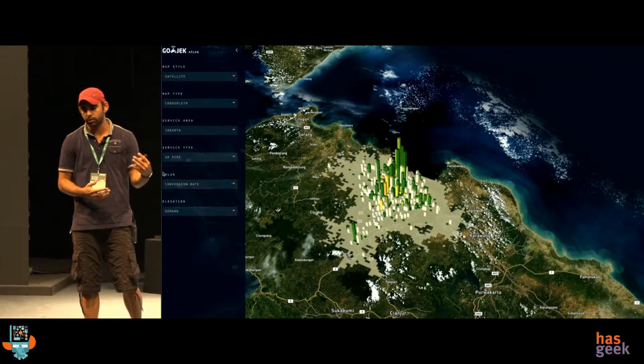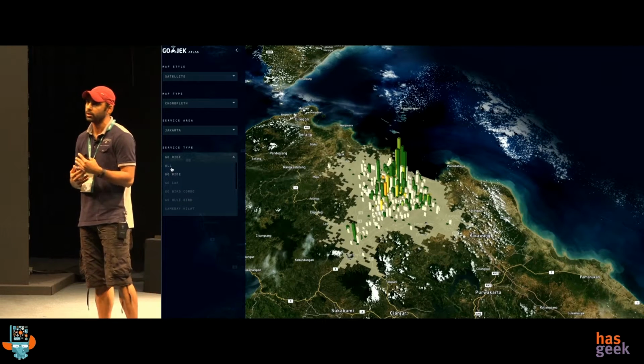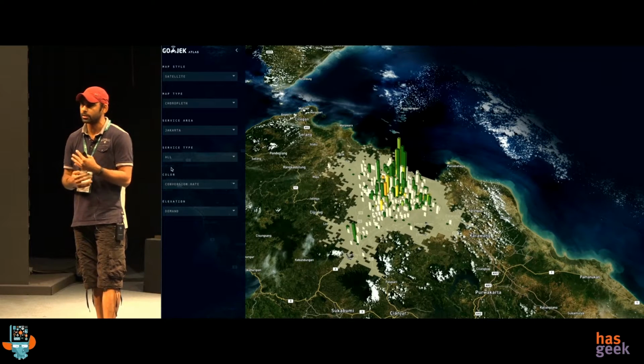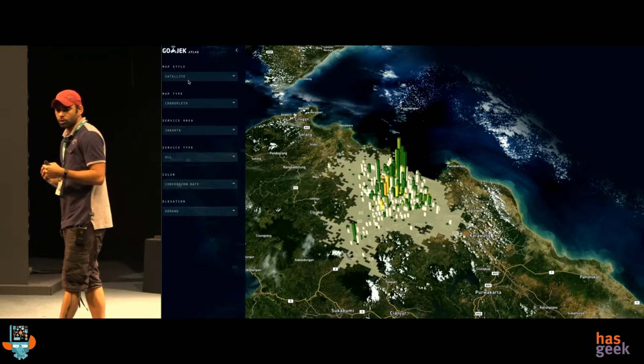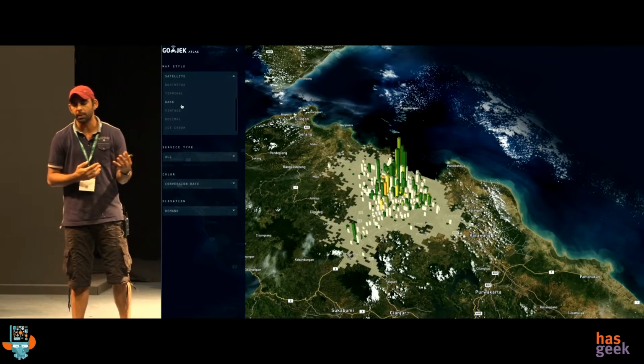And the entire thing flows in real time. The data changes in real time. What you're looking at is the real-time pattern of the entire thing. Then you can also pick up different map styles.